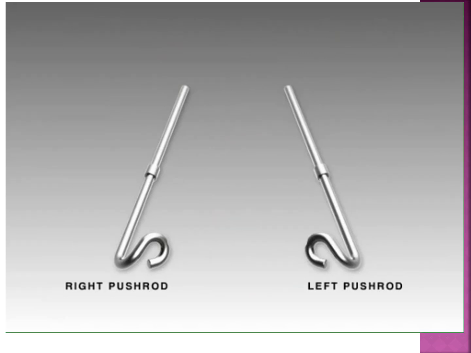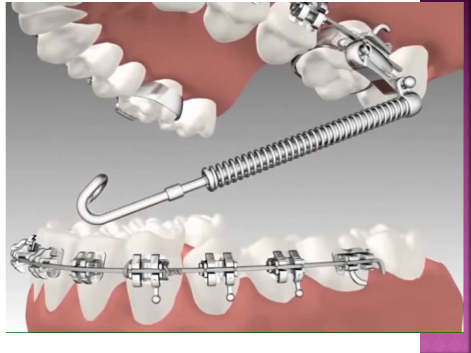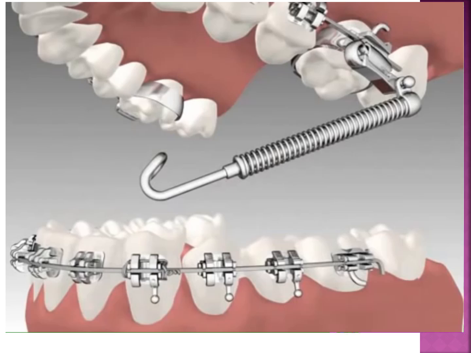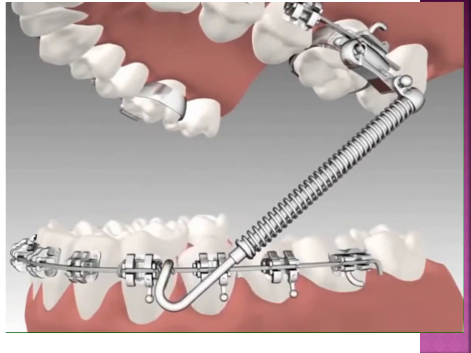After selecting the correct pushrod, place the distal end of the pushrod into the opening on the mesial end of the spring assembly, then place the mesial end of the pushrod onto the arch wire distal to the cuspid bracket.